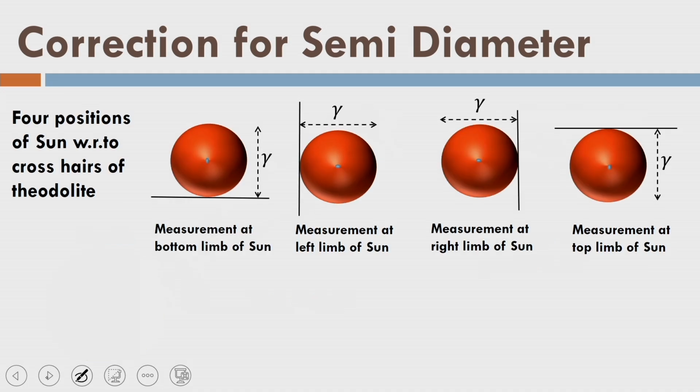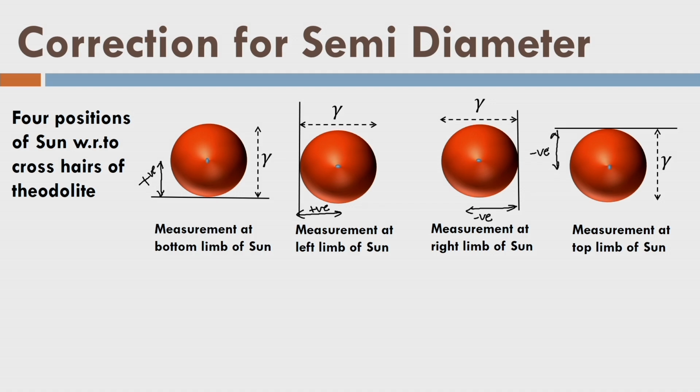Now, these are the 4 possible positions of crosshairs to make sun observations. If I am making the sun observation in this situation, I need this correction and that will be positive here, right? And if I make this observation, then I should put this correction here positive, and if I make this observation, then I should put this correction as negative. Similarly, if I make this kind of observation, I should put this correction negative.